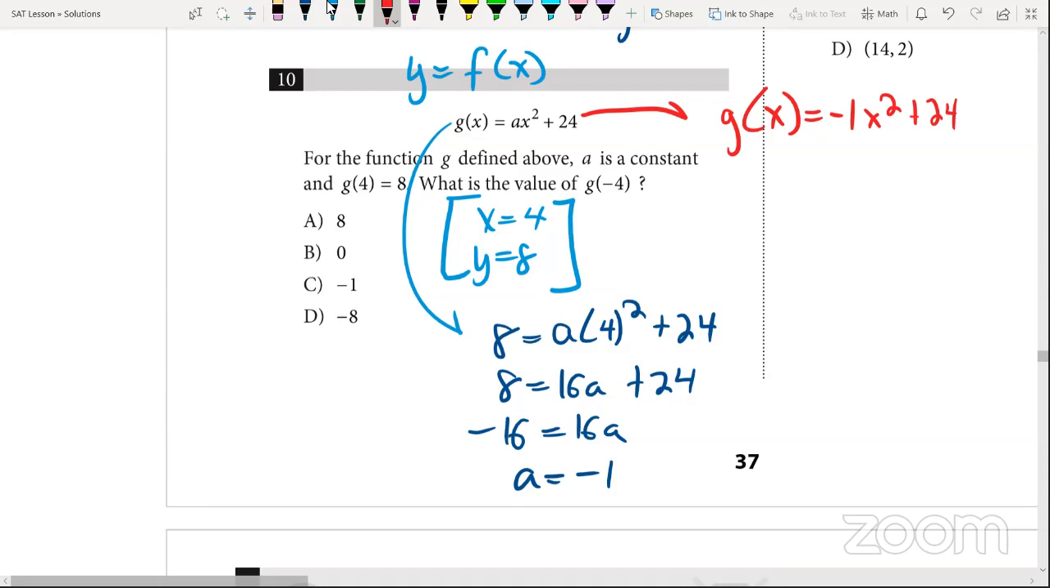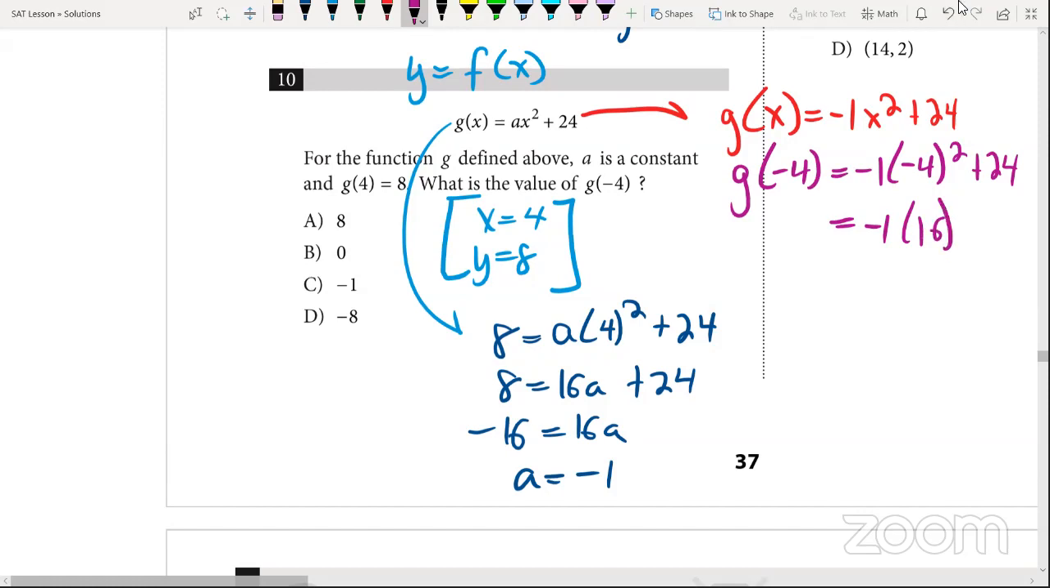So now that we have the expression, what's g of negative 4? That just means plug in x equals negative 4. And negative 1 times negative 4 squared, which is 16. Negative 1 times 16 is negative 16. And you'll have g of negative 4 equals 8. So the answer for number 10 is A.